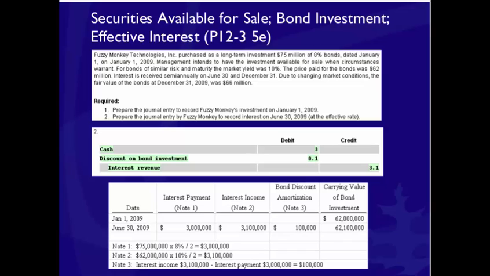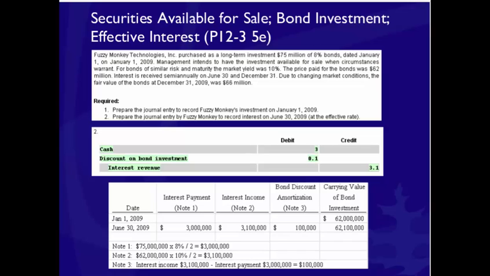Okay, keep in mind that on January 1st, 2009, the carrying value of the bonds was $62 million. On June 30th, we receive an interest payment, and the interest payment, as given in Note 1, is $75 million times 8%, that's the stated value of the bonds, divided by 2 since they pay interest semi-annually. So the interest payment we'll receive is $3 million. That's why we have a debit to cash of $3 million.